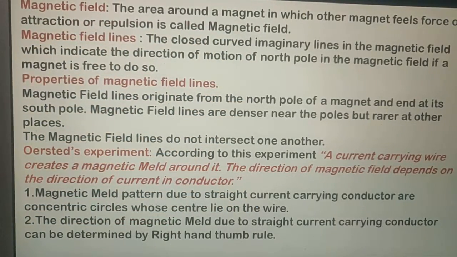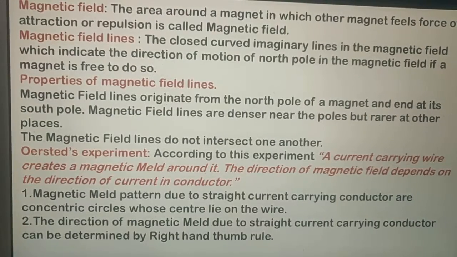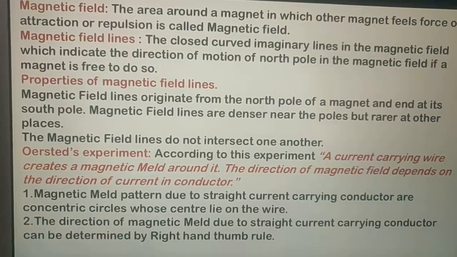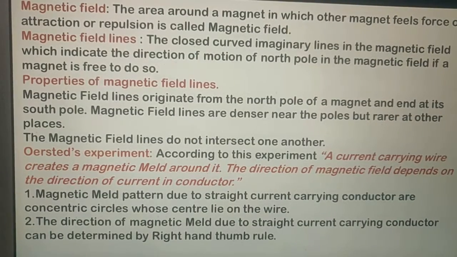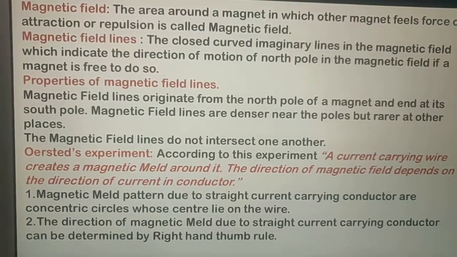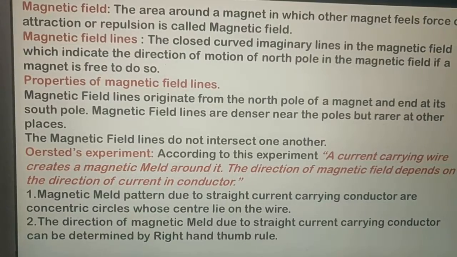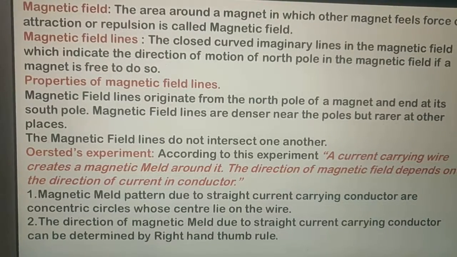Magnetic field: the area around a magnet in which another magnet feels a force of attraction or repulsion is called a magnetic field. Magnetic field lines: the closed curved imaginary lines in the magnetic field which indicate the direction of motion of a North Pole in the magnetic field if a magnet is free to move. Properties of magnetic field lines. Magnetic field lines originate from the North Pole of a magnet and end at the South Pole. Magnetic field lines are denser near the poles but rarer at other places. Magnetic field lines do not intersect one another.